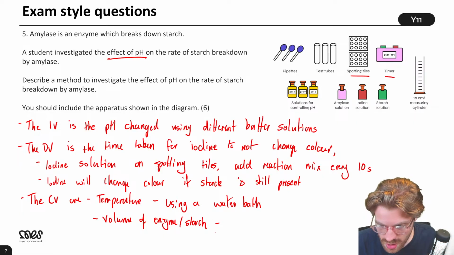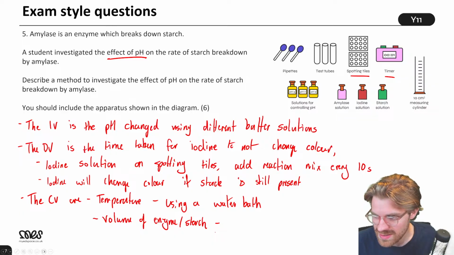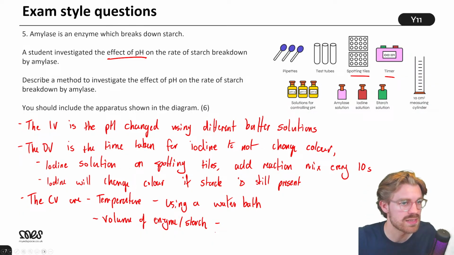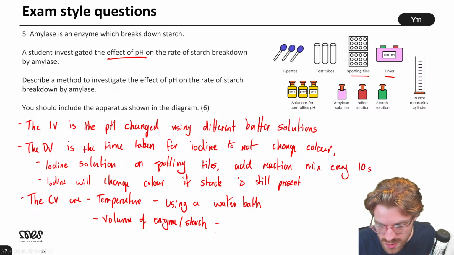The volume of the enzyme or starch, how am I going to keep that the same? How would I keep that the same? Our volume of enzyme and starch, thinking about the apparatus that has been shown to us in the question. Using a measuring cylinder.